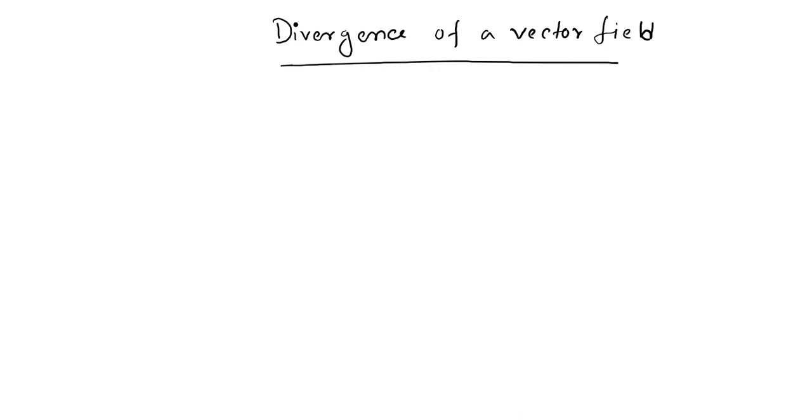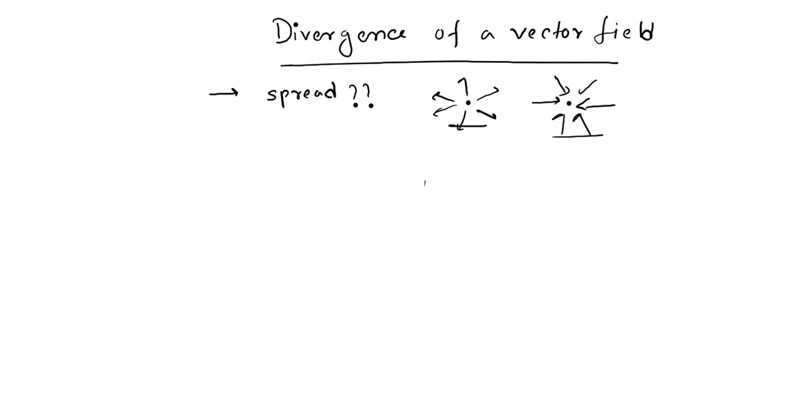First let's summarize what the divergence of a vector field is. It basically gives you an idea whether there is any spread of a vector field or not. Spread means it could be spreading from a point, or all the vectors are going towards a point; both of them come under the divergence of a vector field.